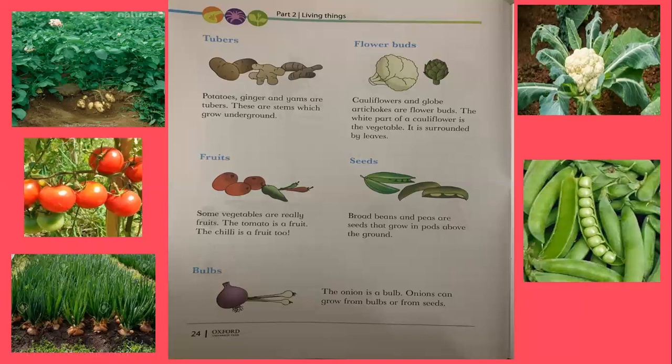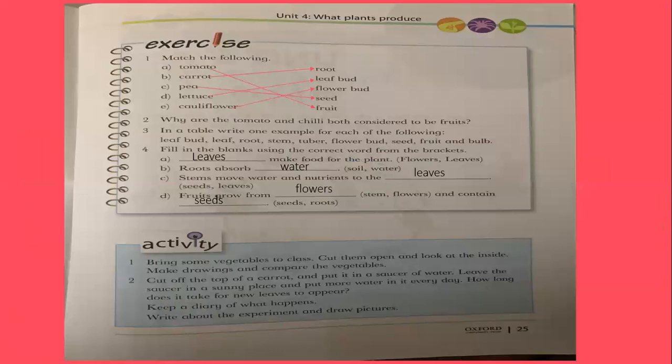This is our unit number 4, what plants produce. Now you have fully understood that plants produce different types of fruits and vegetables. And also you understood the importance of plants, how plants grow and how they reproduce. Okay, now we have the exercise here.